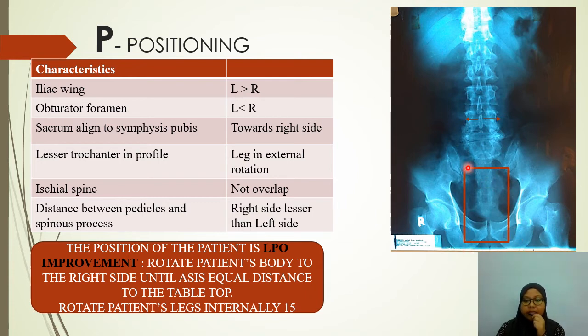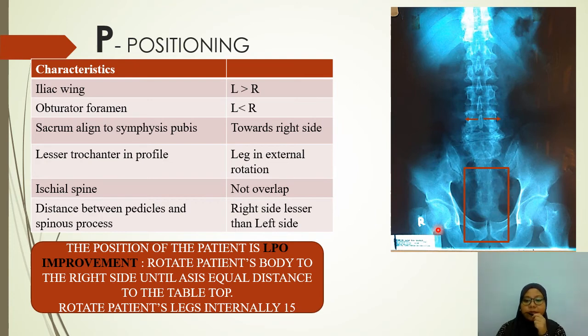And sacrum. You can see in this box, the sacrum is not really aligned to the symphysis pubis. It is a bit towards the right side. Next, for the lesser trochanter, we can see this lesser trochanter is in profile. So the leg of the patient is in external rotation. Still, the spine is not overlapped. In the radiograph, we can see that there is a little bit of still spines here. And the distance between pedicles, right pedicles is lesser than the left pedicles. So we can conclude that the positioning of patient for this radiograph is LPO.